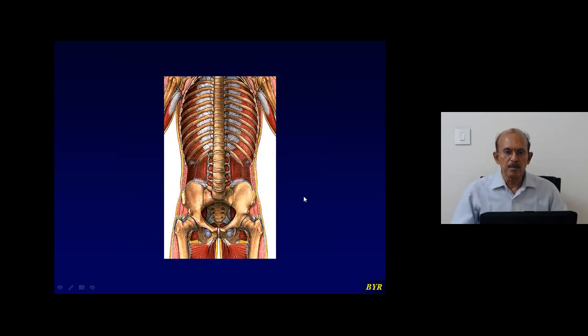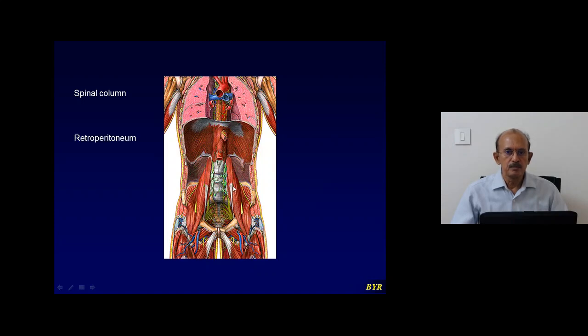Let us see from behind how the structures are arranged. This is the vertebral column, and these are the paravertebral muscles, and here are the ribs, and this is the pelvic bone, and in the middle is the sacral bone. So in the back is the spinal column. This is the diaphragm, and here is the vertebral column.